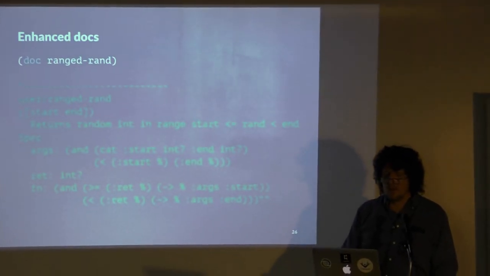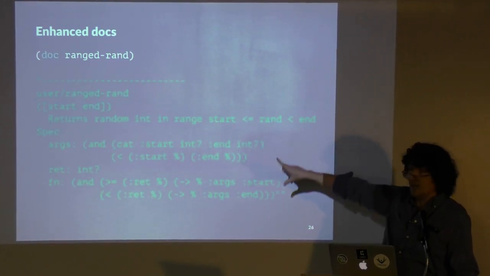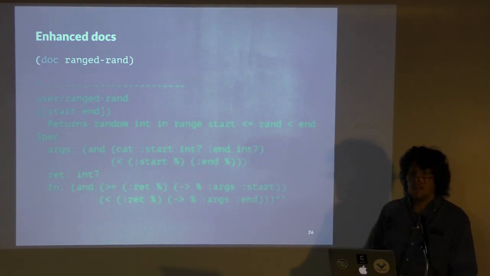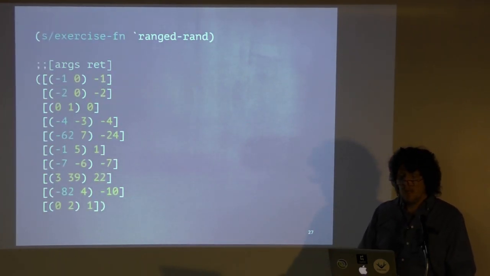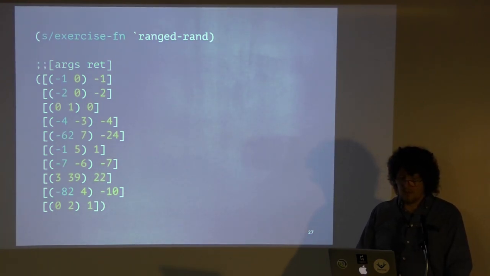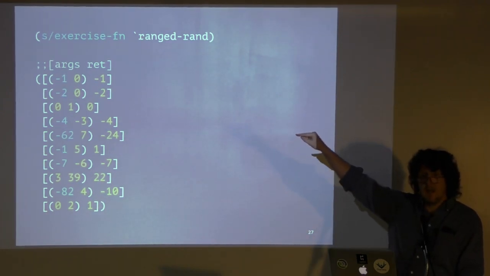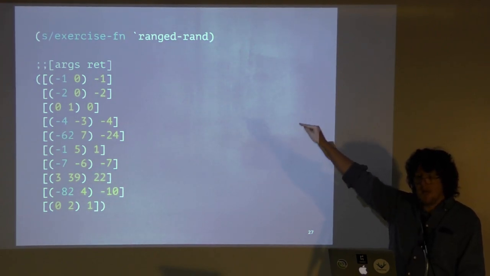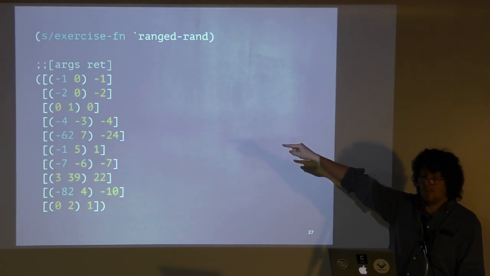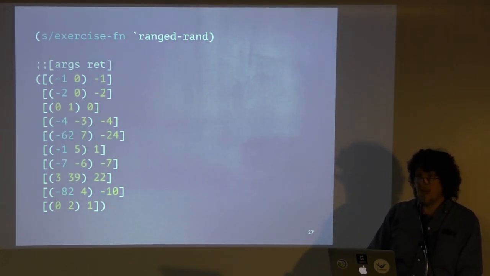Okay, I want to keep moving because it's going slowly. When you do this and you want to get the docs for range rand, if there's a spec, the docs will be enhanced. This function will also return the spec in addition to the doc string. And now we can exercise functions. So we're saying exercise this function. When you exercise fn, the pair of things you're going to see is a generated argument list and the conformed return value. So when I called range rand with negative 1 and 0, I got negative 1 and so on. So you can exercise your functions.